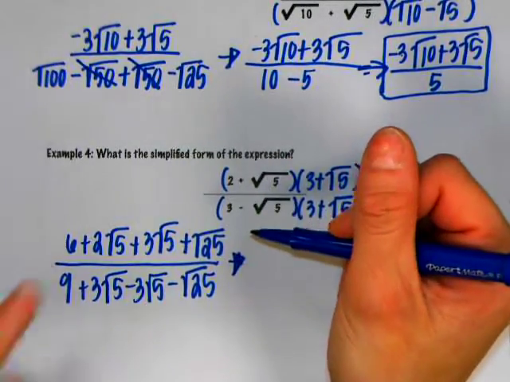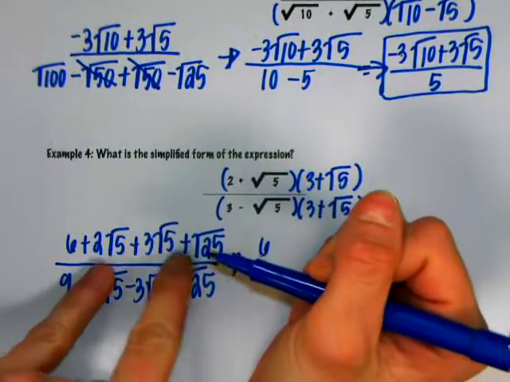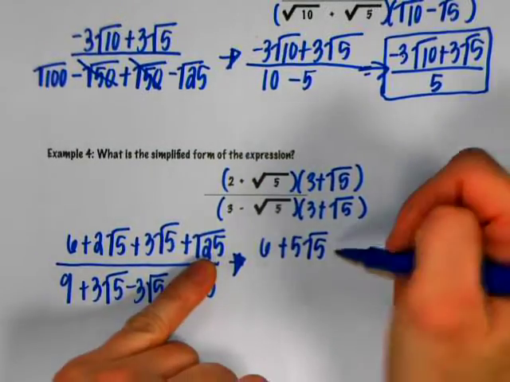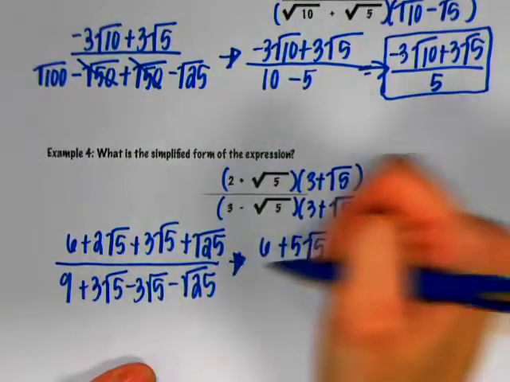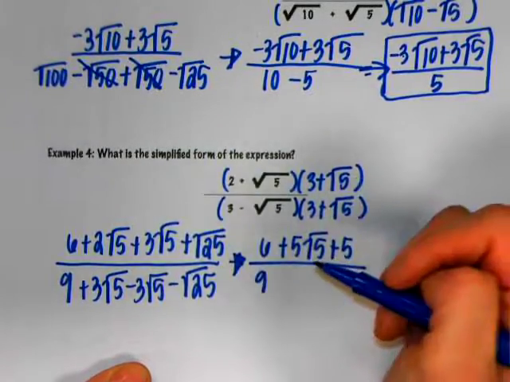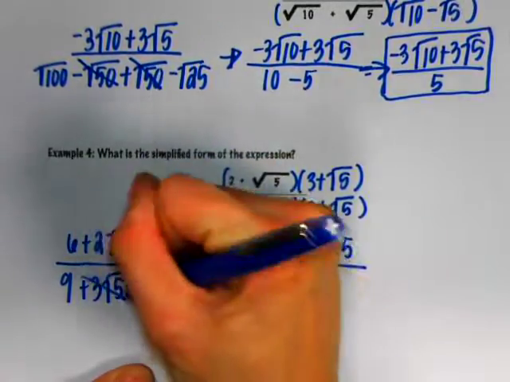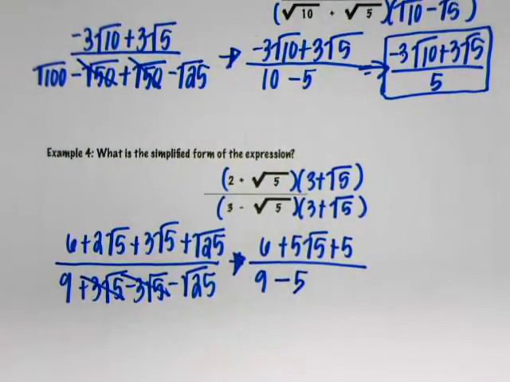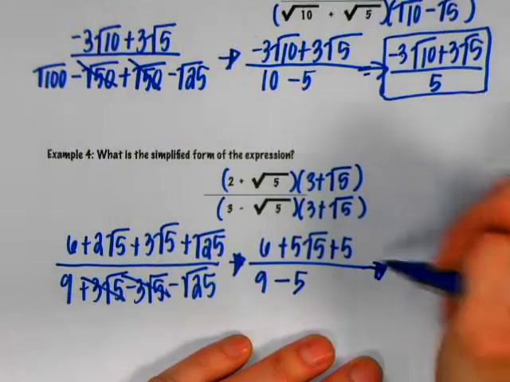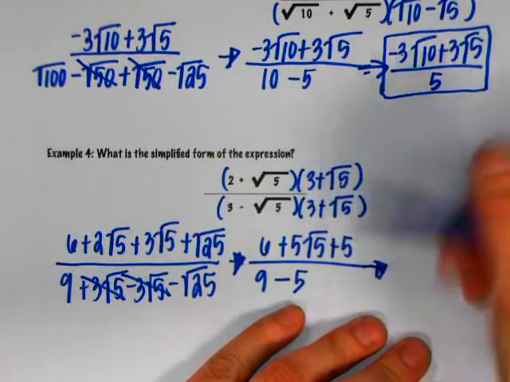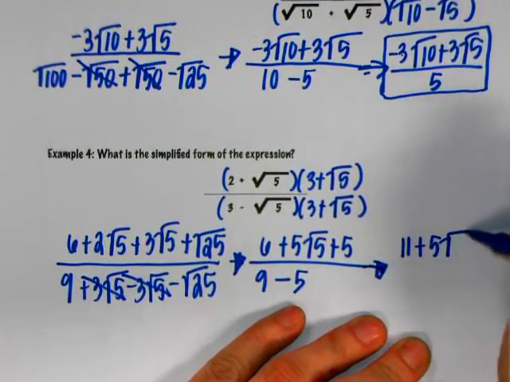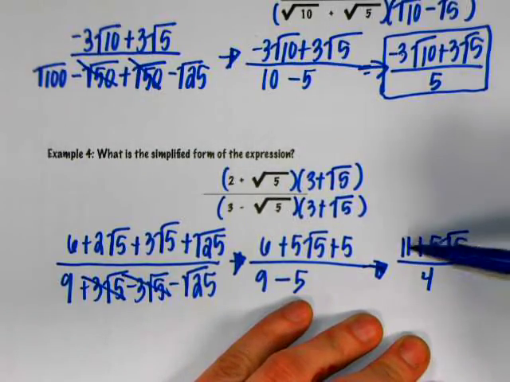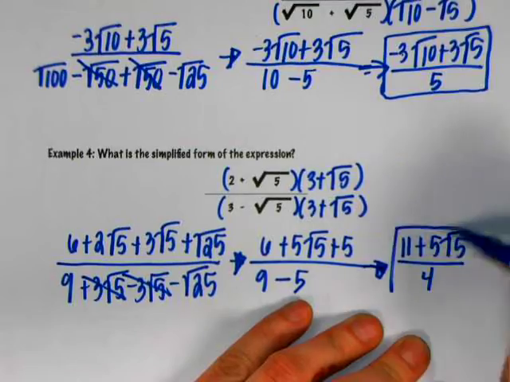All right, top, 6. We have like radicals in the middle, 2 radical 5 plus 3 radical 5, 5 radical 5, plus square root of 25, which is 5. The bottom, 9, 3 radical 5 minus 3 radical 5 cancels, minus the square root of 25, which is 5. And then like terms on the top, 6 and 5, 11 plus 5 radical 5 over 9 minus 5, which is 4. And you cannot reduce 11, 5, and 4 all together, so you are done there.